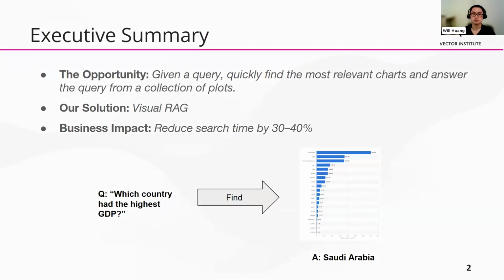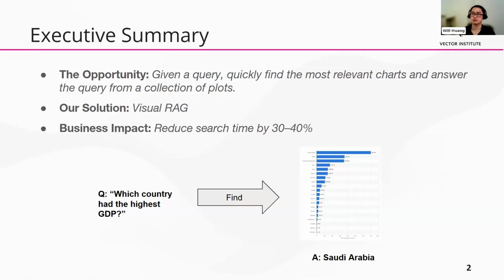So what's the problem we're trying to solve here? In many companies, including TD, work often involves finding the plots that we need to answer business questions really quickly. For example, we may be interested in finding which country had the highest gross domestic product or GDP. However, this often involves sifting through many long documents to pinpoint exactly what we need.